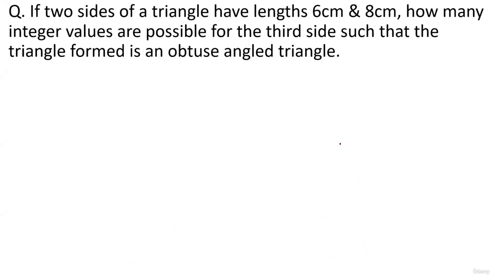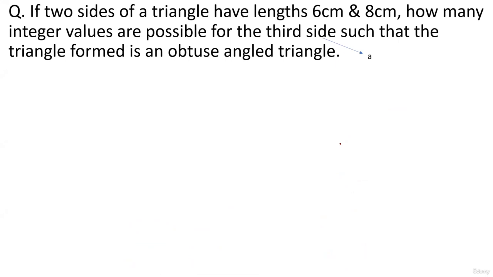Okay, guys, let's go on to the next question. If two sides of a triangle have length 6 centimeters and 8 centimeters, how many integral values are possible for the third side such that the triangle formed is an obtuse angle triangle? Guys, first we forget about the obtuse angle. Let's first make triangles out of this. Okay, so we make triangles by using the triangle inequality.